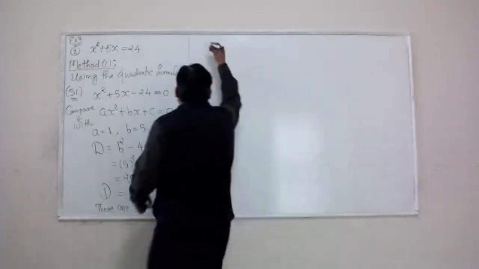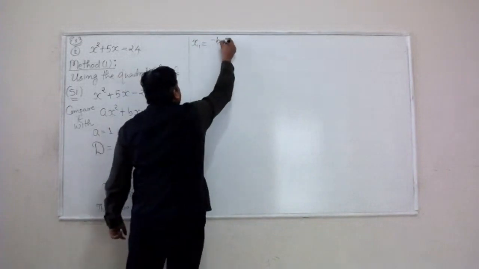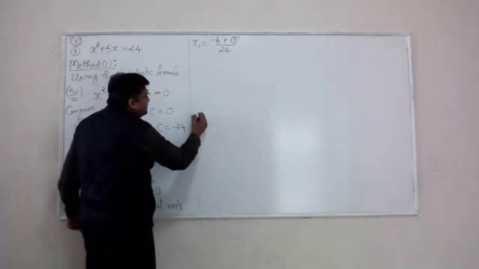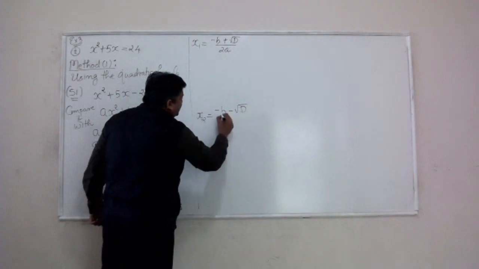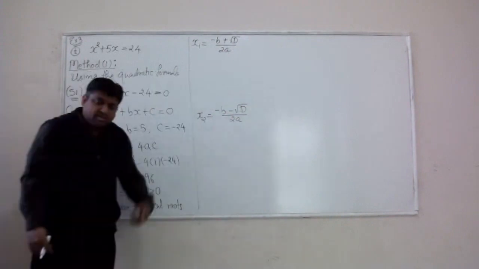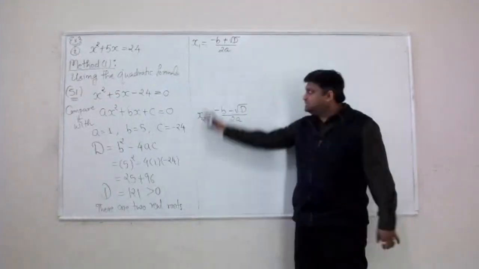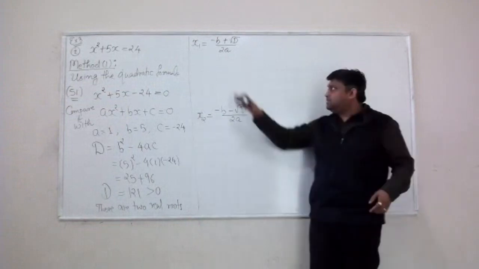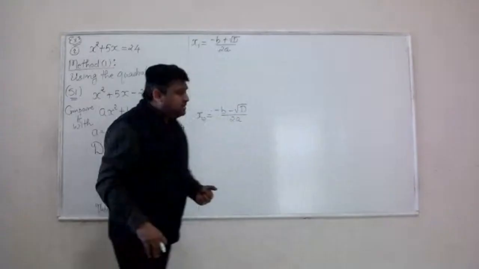How do we find those two roots? Well, the first root is going to be negative b plus square root of D over 2a. And the second root is going to be negative b minus square root of D over 2a. Obviously, we don't need to copy this formula while writing the solution. Since this is the first problem, I'm copying it down. But in your solution, it's okay if you don't write any of this formula, right?